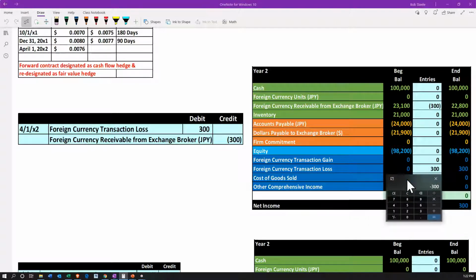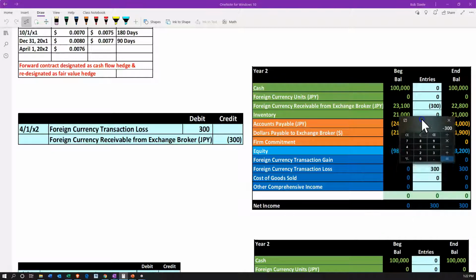Where basically it's kind of hedging the accounts payable now, right? And so now we have the foreign currency receivable from the exchange broker, and that's going to be up here. Ending result being that 22.8, which once again is calculated as 3 million times the 0.0076, which is going to be that 22.8 here. So remember, that means that that's what we expect to get in terms of US dollars.